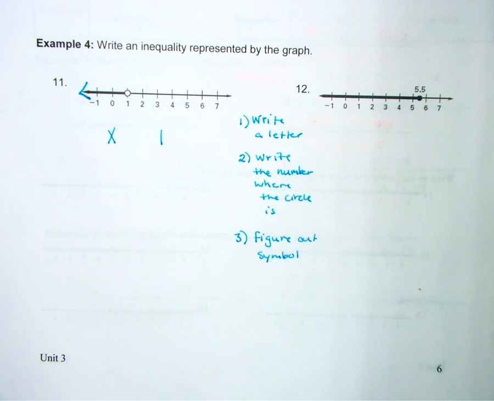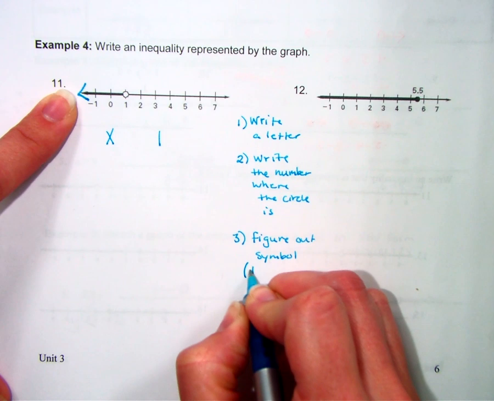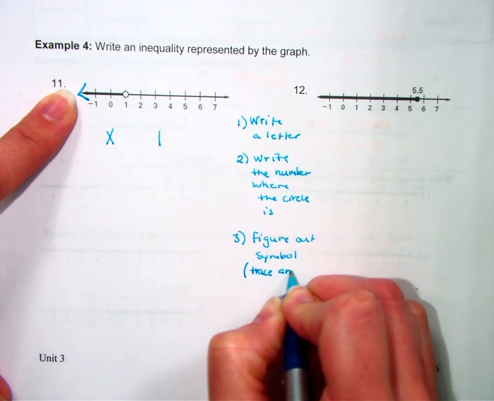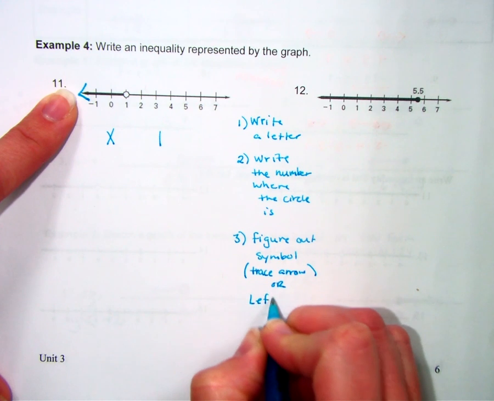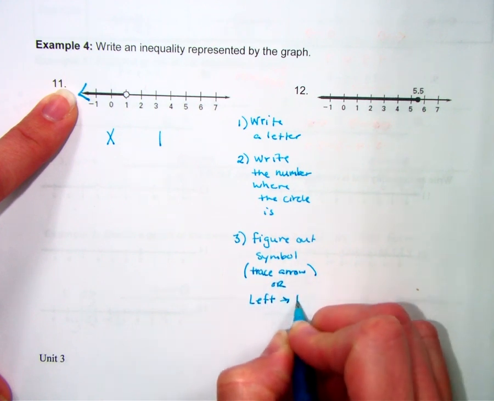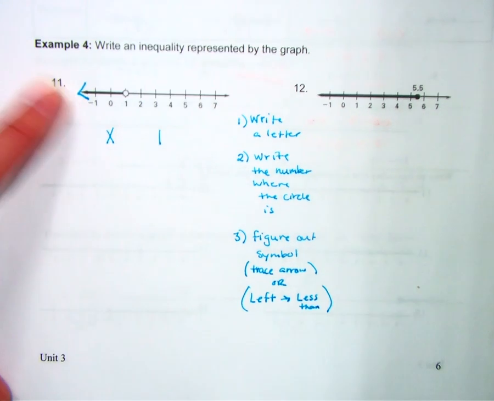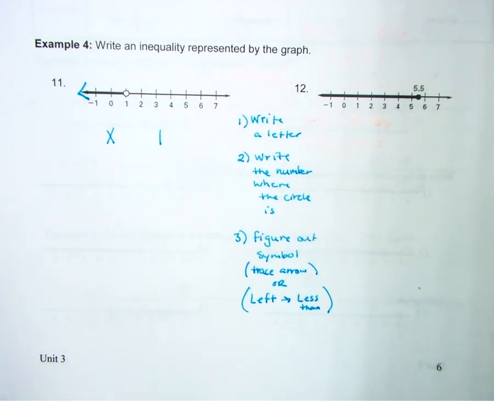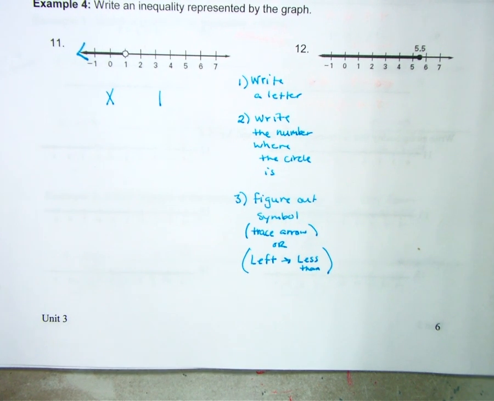So there are two ways to figure it out. Way number one is that you can trace the arrow. So to figure out the symbol, you either trace the arrow, or you can think of, if it goes to the left, it's less than. Whichever one works for you. Is it easier to think less is less, or is it easier to just trace over that arrow tip? So the arrow is going this way.